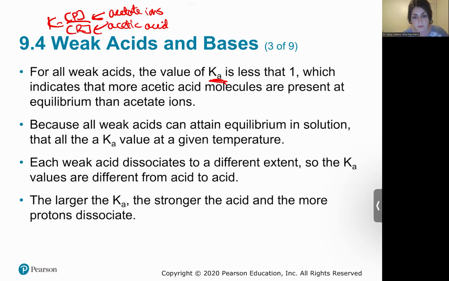And that has to do with the ionization strength or size. So the larger the constant, that Ka, the stronger the acid, and the more protons are going to dissociate, right? So if you have a strong acid, it's going to completely dissociate. So the stronger the acid, it also follows that trend, the more it's going to dissociate, and you're going to have more protons in that solution that have dissociated, okay?